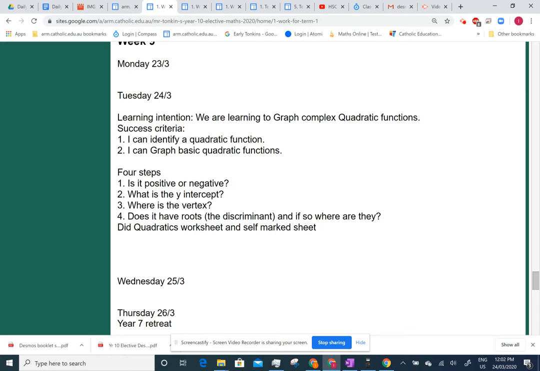Is it positive or negative? What is the y-intercept? Where is the vertex? Does it have roots? And we're going to use the discriminant to determine that. And if it does have roots, where are they?